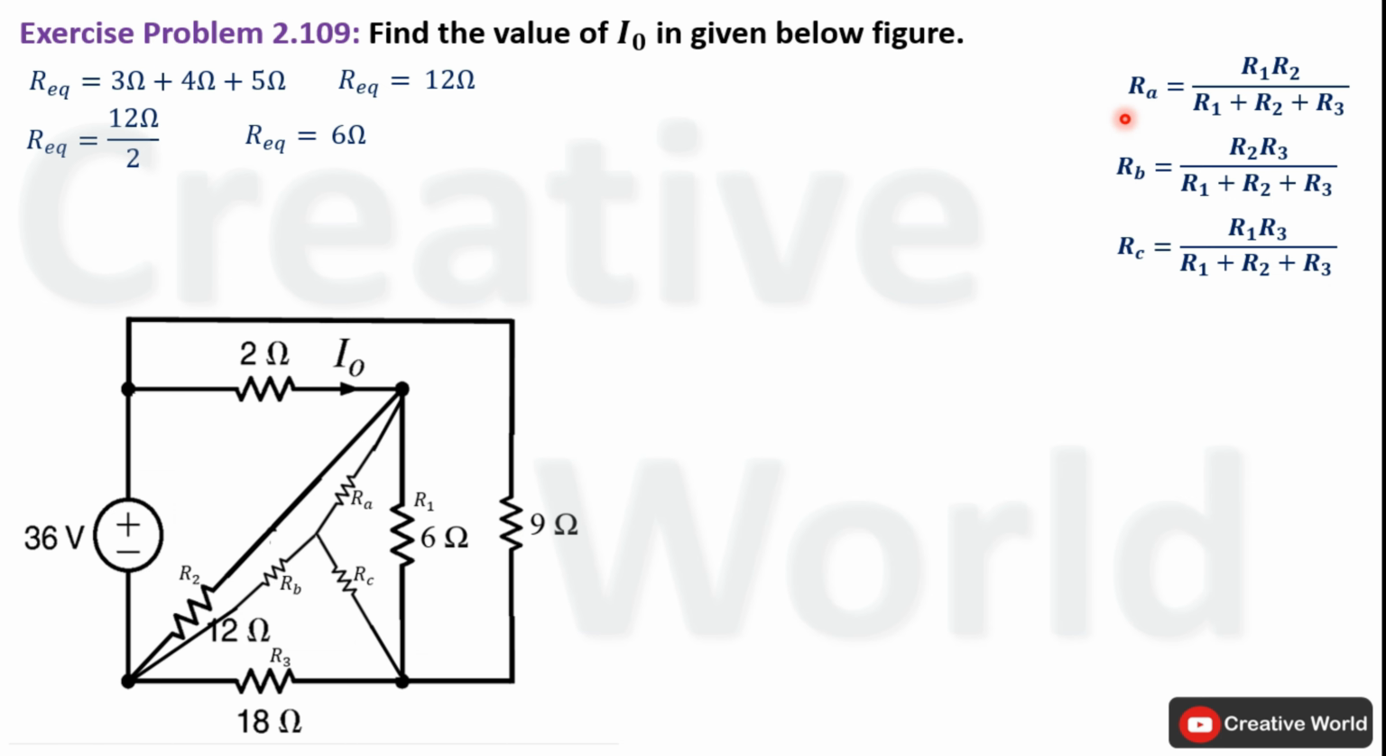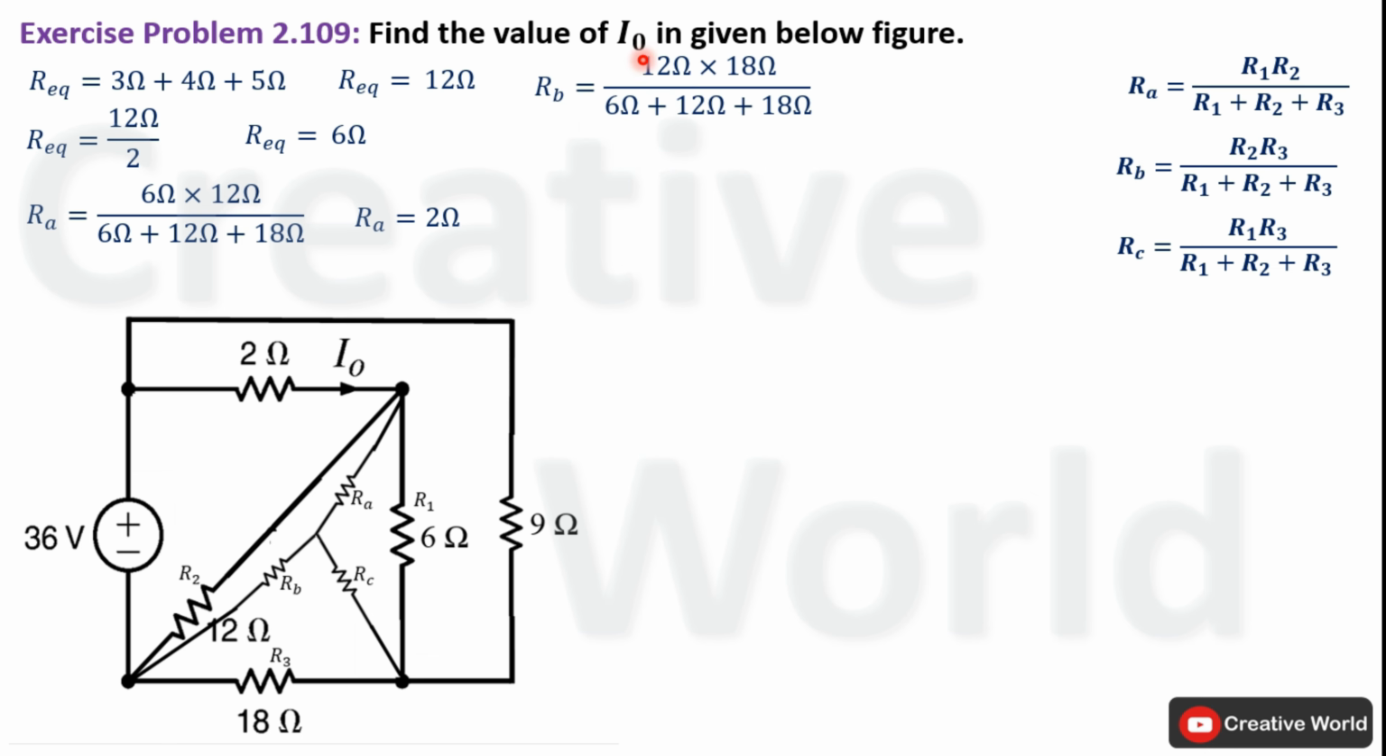We will start from here. RA will be equal to the product of R1 and R2 divided by the sum of all resistances connected in delta connection. Product of 6 ohm and 12 ohm will become 72 ohm divided by the sum of these three resistances will become 36 ohm. So 72 ohm divided by 36 ohm will result 2 ohm. Now resistance RB will be calculated using this equation. Solve this equation to calculate the value of RB, that will become 6 ohm. Similarly, RC will be calculated using this equation and the value of RC will be 3 ohm.